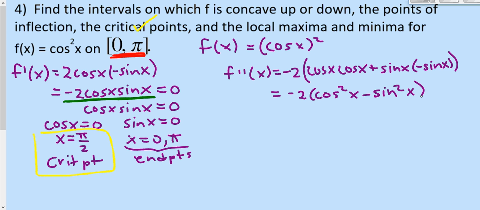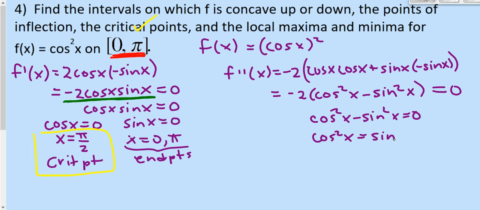We shall see. Okay, what we want to do with this is find the potential inflection points. So let's go ahead and set this equal to 0 and divide both sides by -2. So cosine squared x minus sine squared x equals 0. I'm going to add sine squared x to both sides. And I'm going to divide both sides by cosine squared x. And that gives me 1 equals sine squared x over cosine squared x.